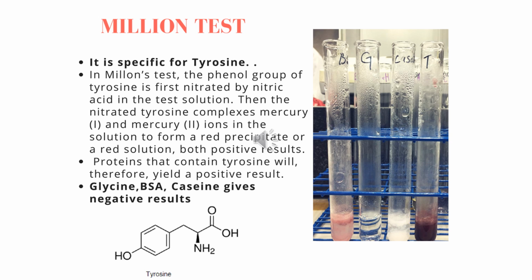Moving on, we will look into Millon test, which is specific for tyrosine. In Millon test, the phenyl group of tyrosine is first nitrated by nitric acid in the test solution. Then, the nitrated tyrosine complexes mercury 1 and mercury 2 ions in solution to form a red precipitate or a red solution to yield positive results. Proteins that contain tyrosine will therefore yield a positive result. For our experiment, glycine, BSA, and casein give rise to negative results because tyrosine is not present.